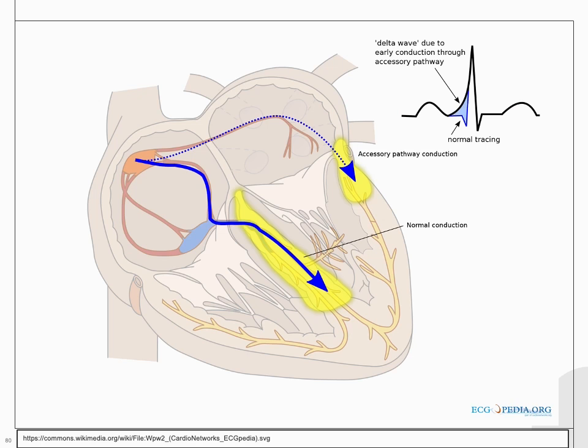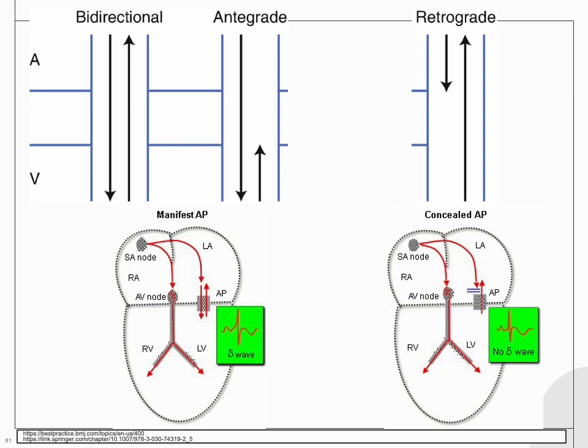Here we have an illustration of pre-excited sinus rhythm. The sinus node activates the atrium, the P wave that is. The atrial activation activates the AV node, which then passes on to the ventricle. But also, in parallel, the accessory pathway is activating the ventricle from another part, and that's where the delta wave comes in.